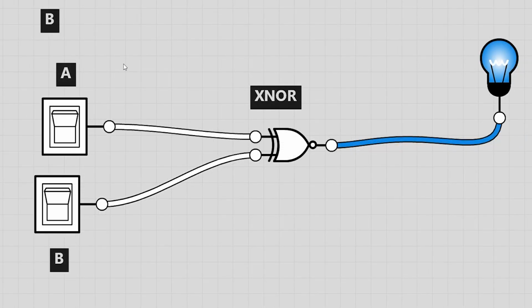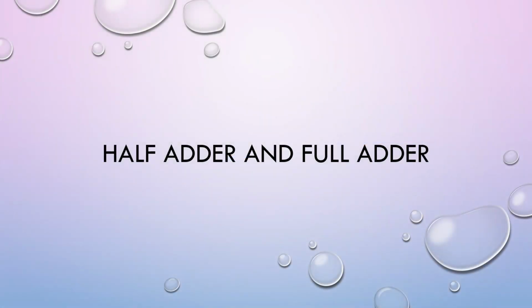When both the inputs are 0, the output will be 1. When any one input is 1, the output will be 0. When both the inputs are 1, the output will be 1. Previously we saw the simulation of logic gates. Now let's move on to half-adder and full-adder.